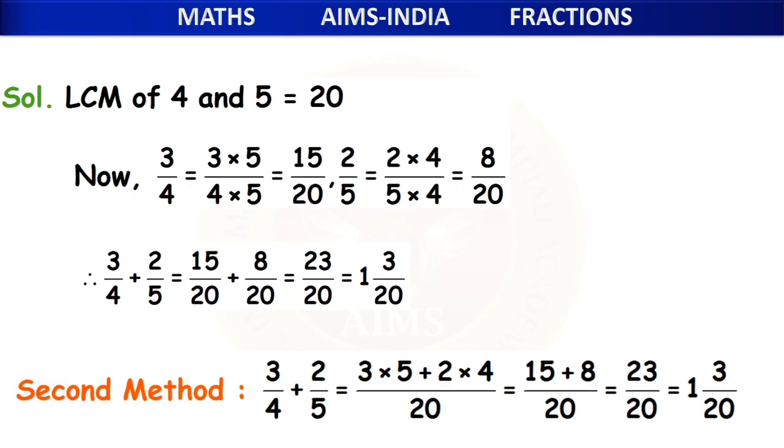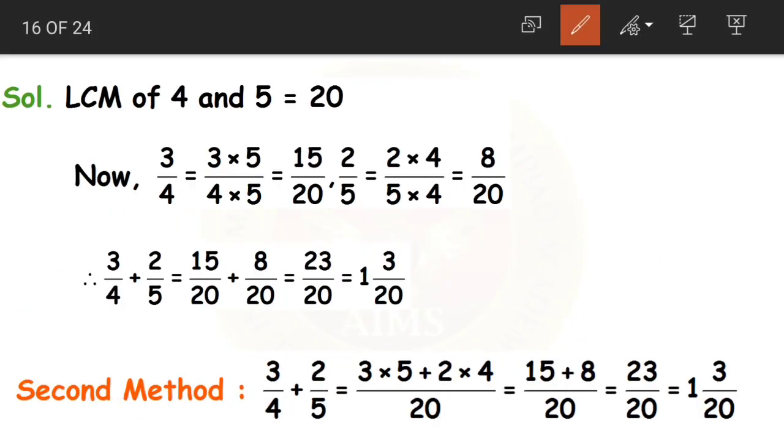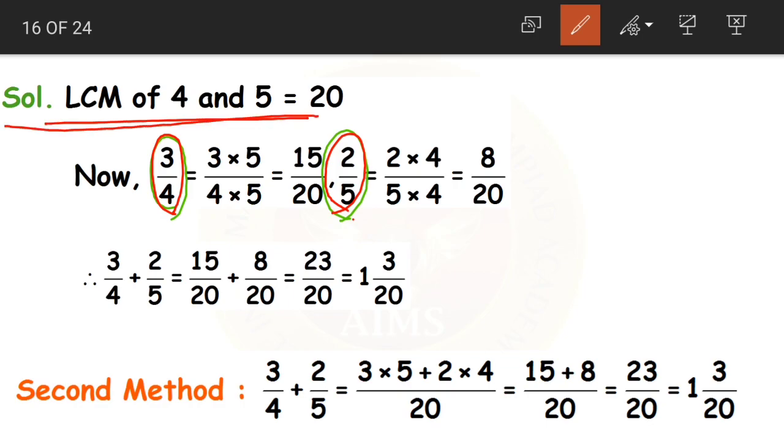Now here our fractions are 3 by 4 and 2 by 5. Yes students, 3 by 4 and 2 by 5. These two are unlike fractions. If you remember, how did we convert unlike fractions into like fractions? First we found out the LCM. Now, LCM of 4 and 5. How do we find it out? Write 4 and 5 here.